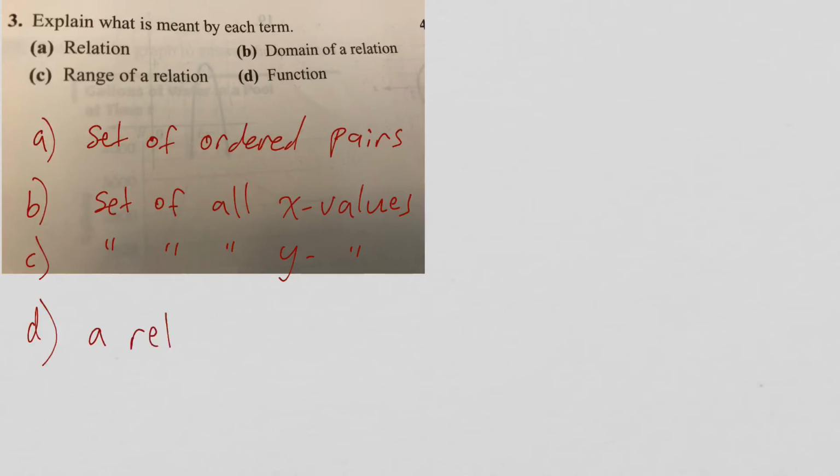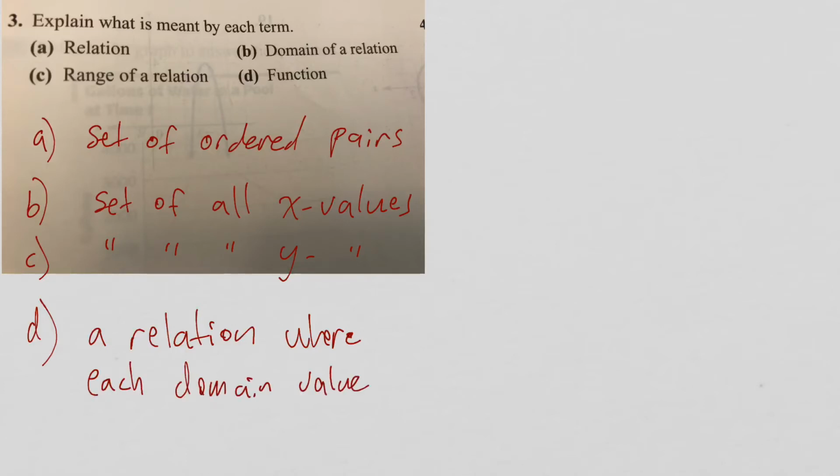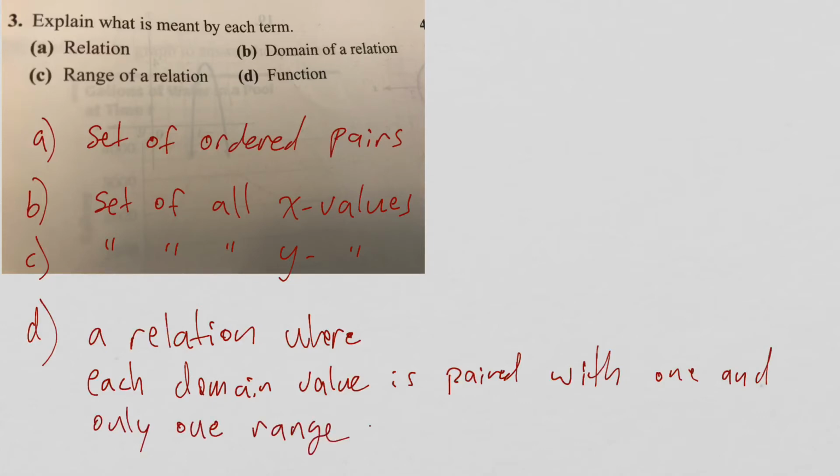A relation, we'll say a collection of ordered pairs, is called a function where each domain value is paired with one and only one range value, or that each domain value is unique.